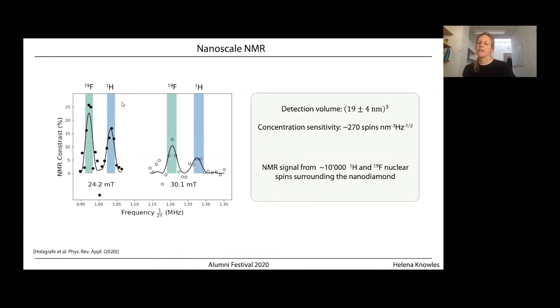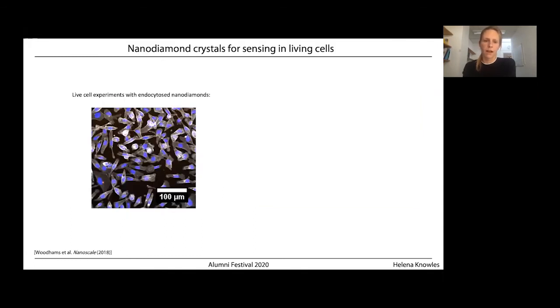Comparing to the NMR numbers of billions of spins, this is still many spins, but it's a much smaller number of spins, and the key thing is that it's really localized to the nanoscale surroundings of this little diamond nanocrystal. And then, of course, we're not that interested in oil, really. We would like to do experiments maybe in living cells or other kinds of materials.